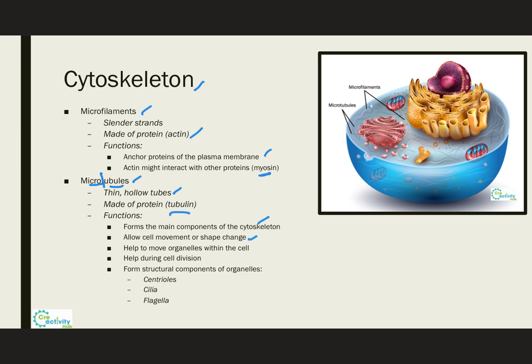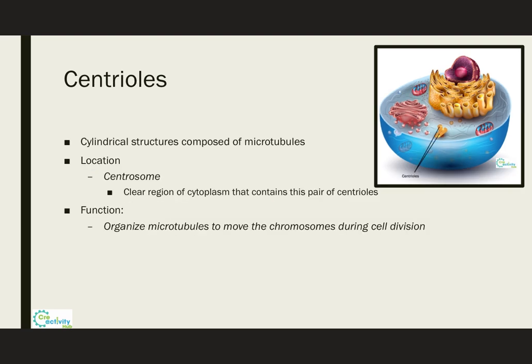And because they attach to organelles, they help these move around the cell. They will also have an important role during cell division, which we will talk more about when we cover this topic. And lastly, microtubules form structural components of organelles such as centrioles, cilia, and flagella, which we will see on the next slide. Therefore, a centriole is going to be the cylindrical structure that's composed of short microtubules that are organized.